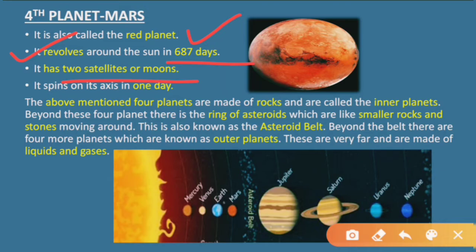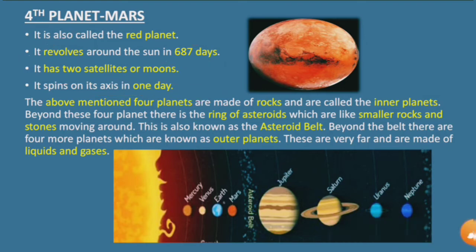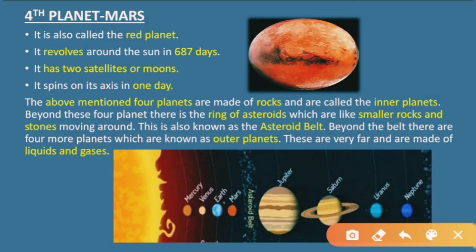It spins on its axis in one day. Planet Mars spins, means it rotates on its own axis, in how many days? In one day. So these were the four planets which we have studied till now, that is Mercury, Venus, Earth and Mars. Now let us move to the next point. The above mentioned four planets, above mentioned means how many planets we have studied till now? Four planets, that is Mercury, Venus, Earth, Mars.